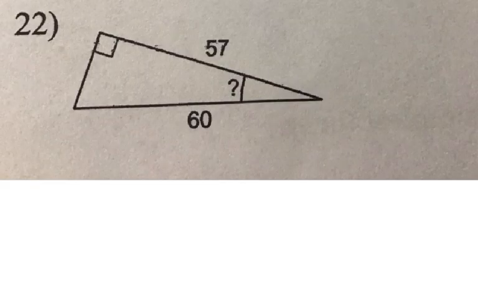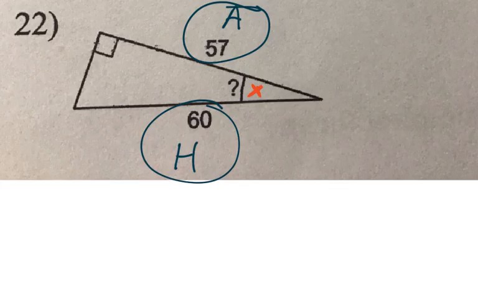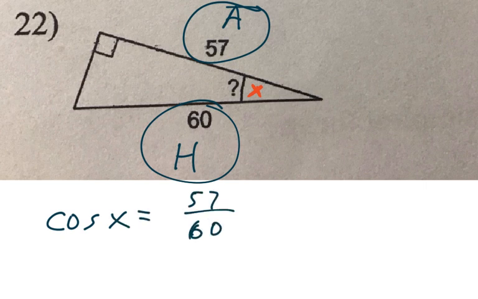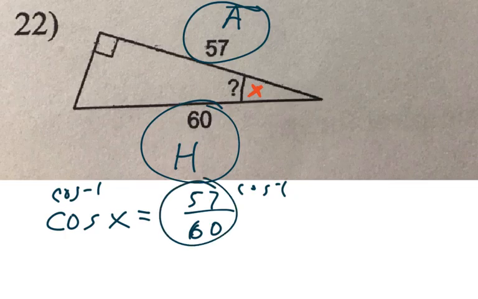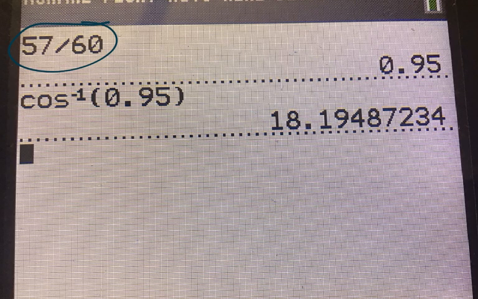All right, let's take a look at this one here, guys. Here's our missing angle x. Notice the 60 is the hypotenuse. The 57 is adjacent. What uses adjacent and hypotenuse? Cosine. So I know the cosine of my angle x has to be the adjacent over the hypotenuse. So what I'm going to do now is cosine inverse, shift cosine on the calculator. So first, we got to do 57 divided by 60. I get 0.95 in this case.